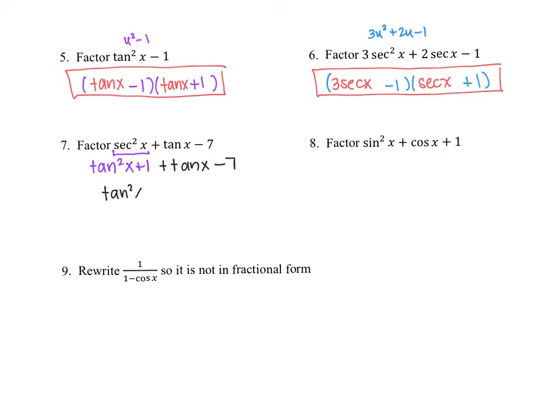Tangent squared x plus tangent x. Okay, and then I do have a positive 1 minus 7, so I'm going to make that a minus 6 at the end. Okay, now I can go ahead and factor this. Okay, remember, treat this like u squared plus u minus 6, so that's going to be plus 3 minus 2. And instead of u, I use tangent.